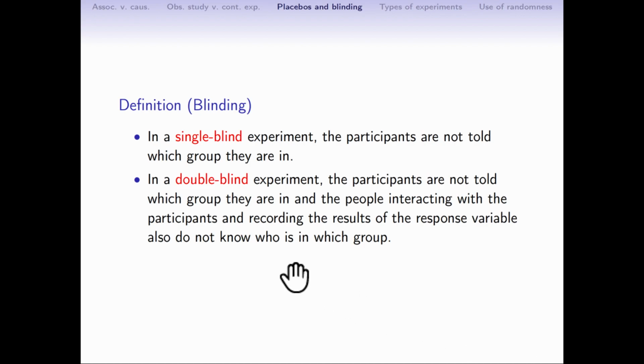In a classic double-blind experiment, the participants are not told which group they're in, and the people interacting with the participants, the investigators, and the people who are recording the results of the response variable also do not know who is in which group. So that's kind of the classic double-blind experiment.